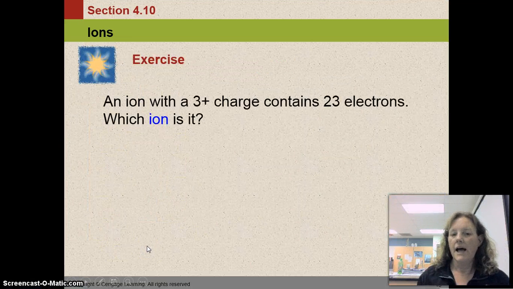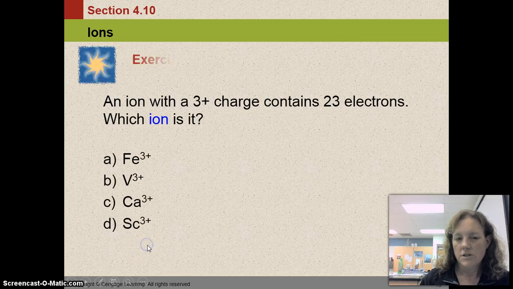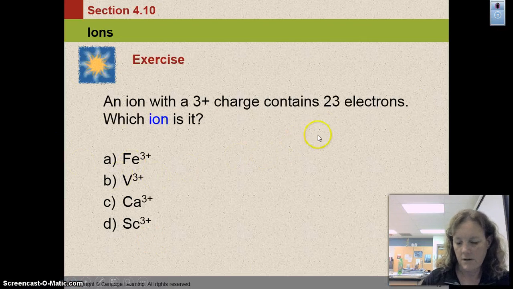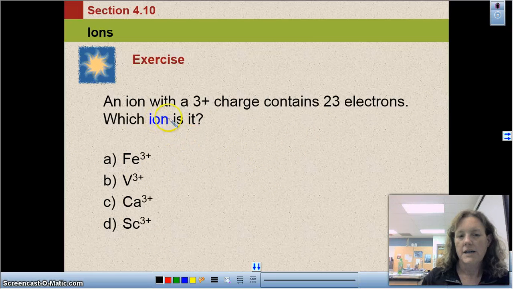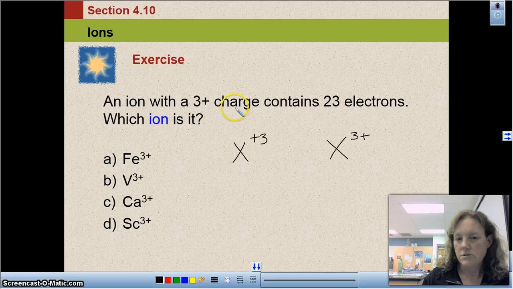All right. An ion with a plus 3 charge contains 23 electrons. Which ion is it? Let's work backwards from here. It's an ion. I don't know what it is, but I know that it has a +3 or a 3 plus charge. I can write it either way. It doesn't make any difference. I usually put my positive or negative sign first, but a lot of times you'll see it written like this as well. We know that with that +3 charge, it has 23 electrons.